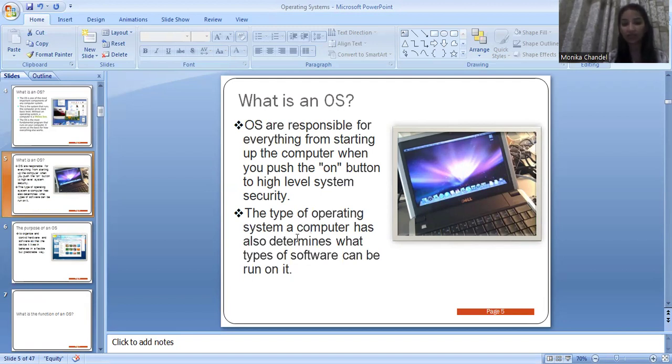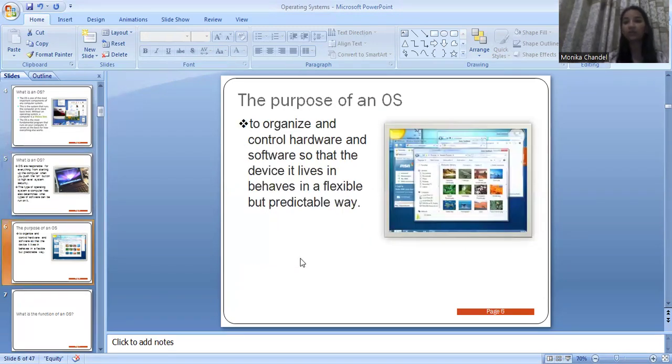This type of operating system on the computer also determines what type of software can be run on it. We can install so many types of applications in a mobile, in a computer. So it's all the responsibility of the operating system to run it very efficiently. What is the purpose? Now, the purpose of the operating system is to organize and control hardware and software devices so that it can work very flexibly and not be predictable in any way.